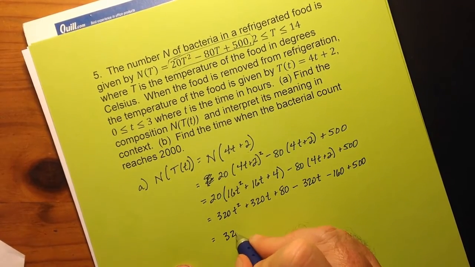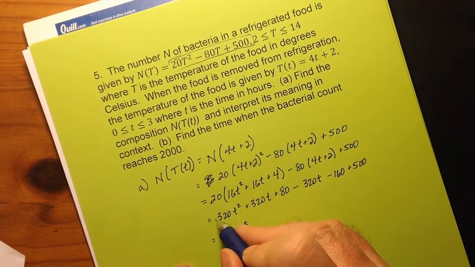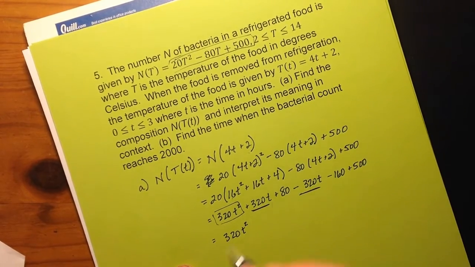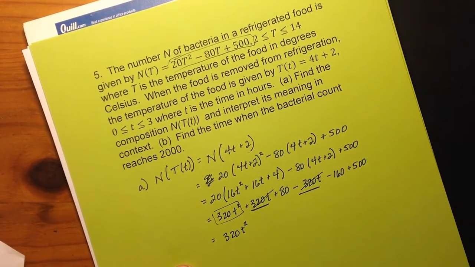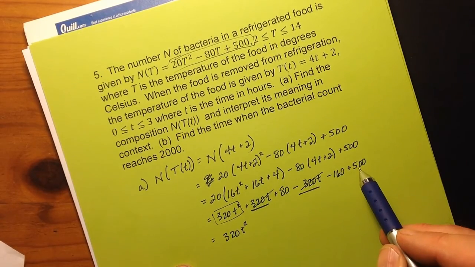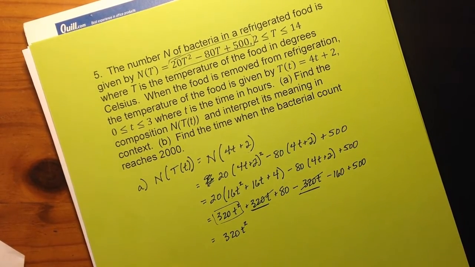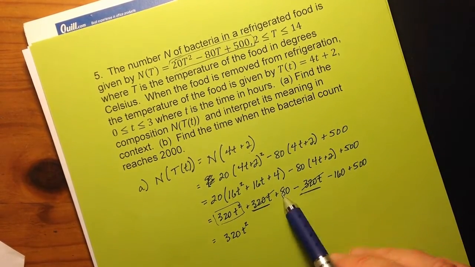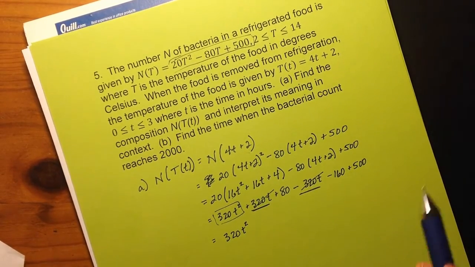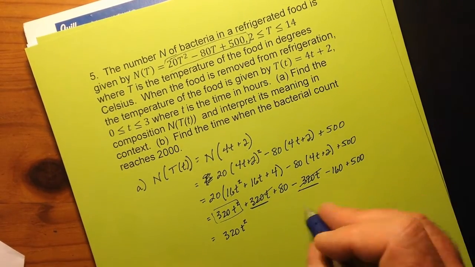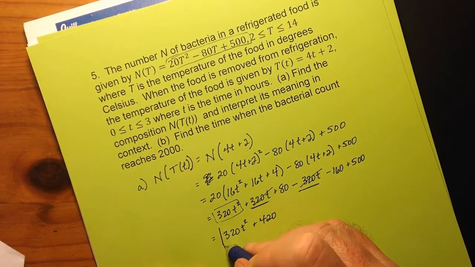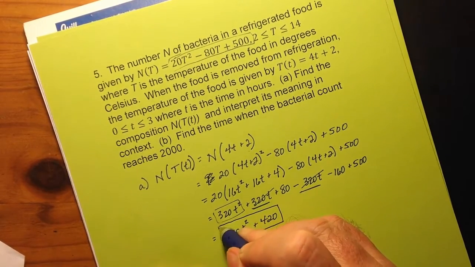I've got 320t squared. That's my only t squared here. I've got plus 320t and minus 320t, so those will just cancel. And then I've got positive 80, positive 500, and a negative 160. The two positives are positive 580, and I'm going to subtract 160 from that. So I think that's 420. So plus 420, and that is our answer here.